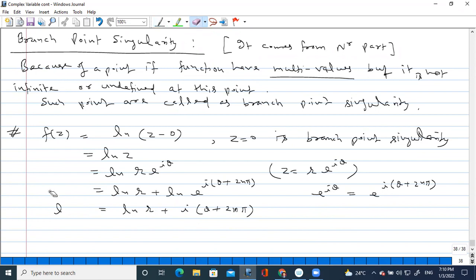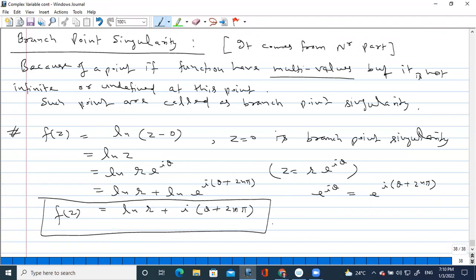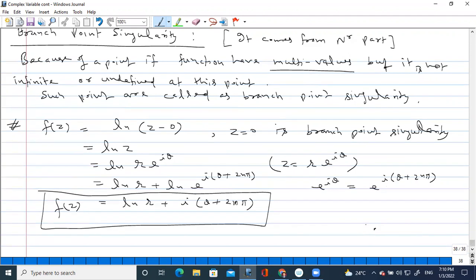so here, this function z can be written like this. So if I want to draw it, you can see here, this is my z equal to 0 point. About this, I want to draw it. Means this is my r in polar coordinate, and this angle is the theta angle. You can say it is imaginary axis, real axis.